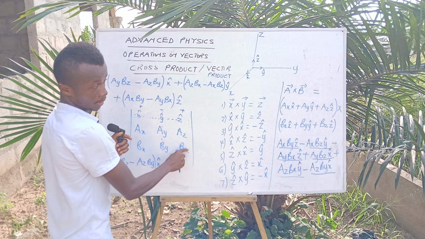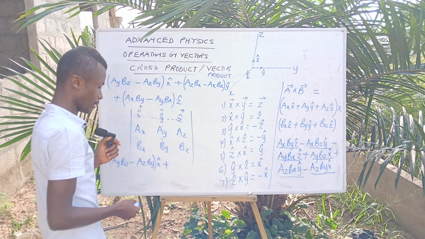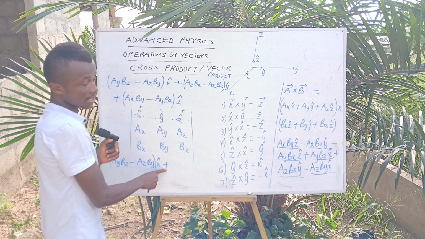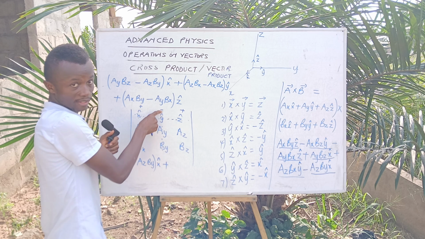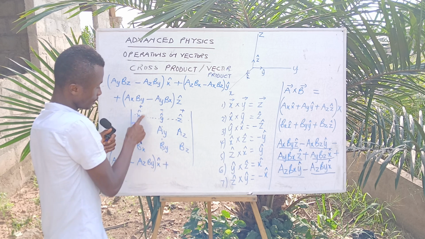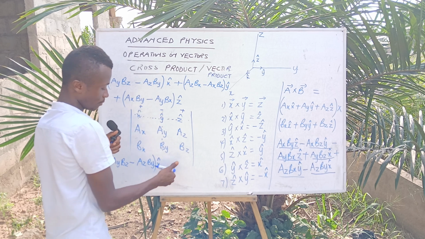Multiply the leading diagonal, subtract the minor diagonal. I wrote plus, but the convention is it should be negative. That's why I put negative here. This one was positive, but this should be negative, so we bring negative here.